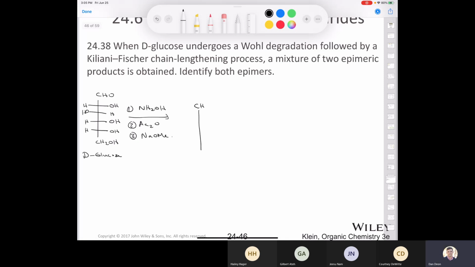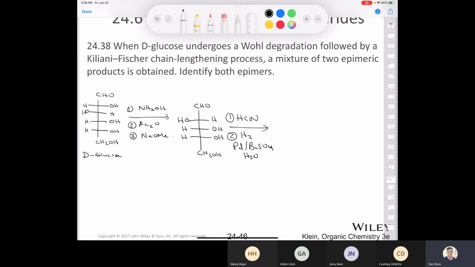So make it a little shorter. We have 1, 2, 3. Then we have a proton here, hydroxyl. There we go. So we end up with this compound. And then we do the Kiliani-Fischer. In the first step, we treat it with HCN. And then just like the last problem, we treat this with hydrogen and palladium, barium sulfate and water. And then we end up with a mixture of epimers.